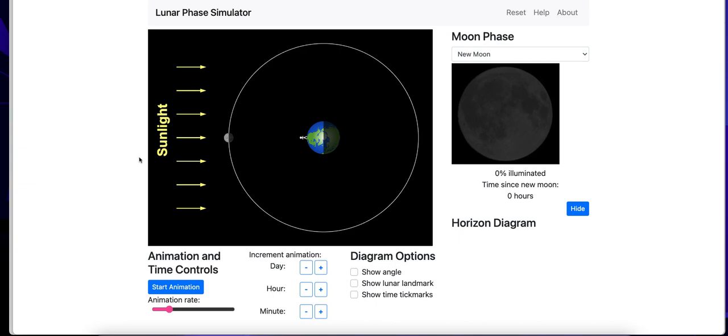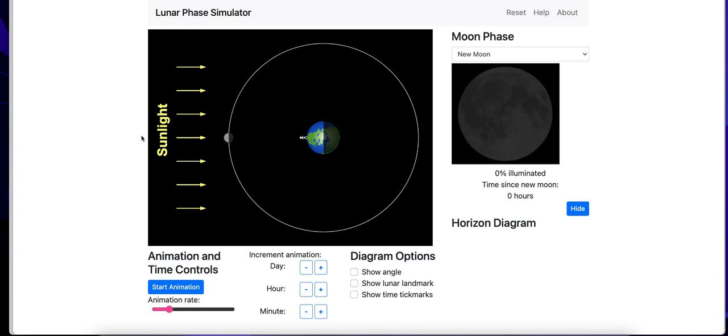So here are the things that you need to know. We're going to start with the new moon. The new moon is the beginning of any lunar phase or any lunar cycle, a cycle being something that repeats over and over again. Lunar is another word for the moon.